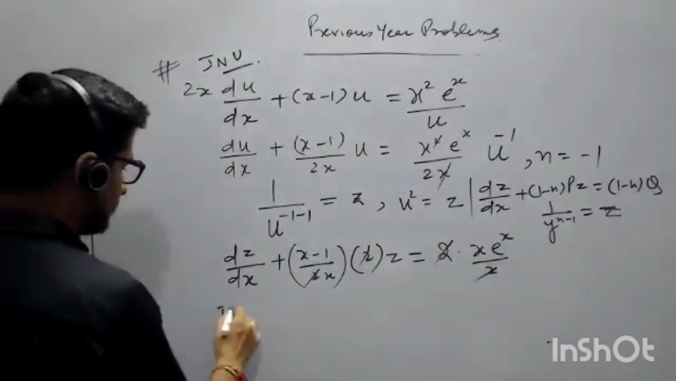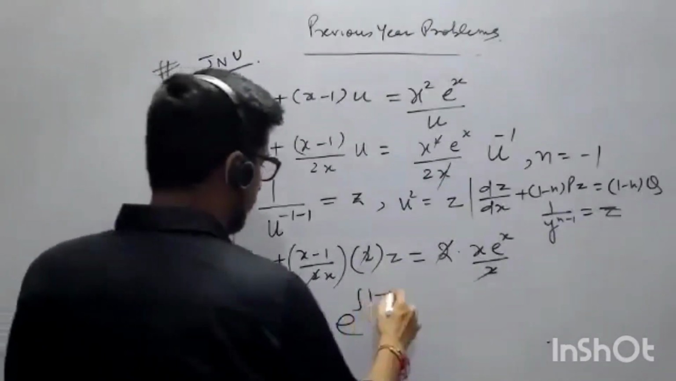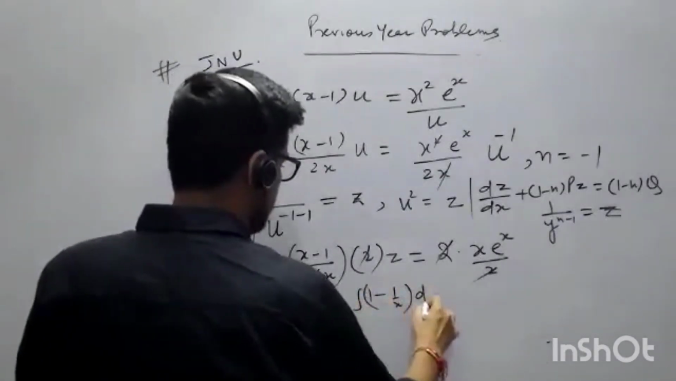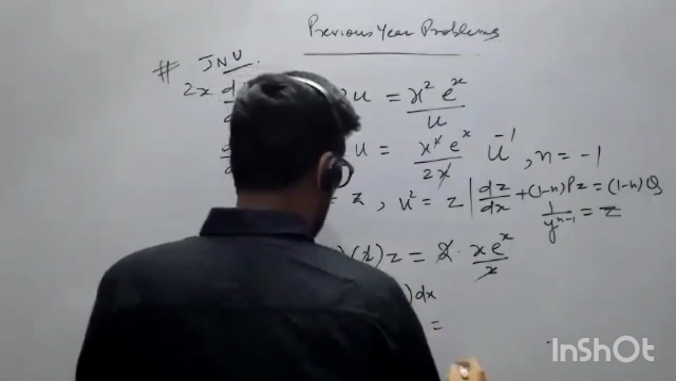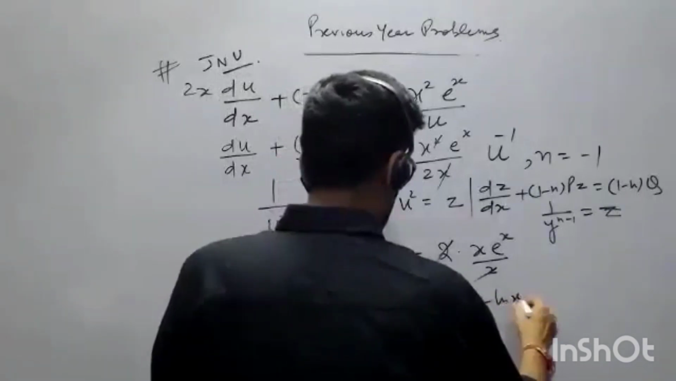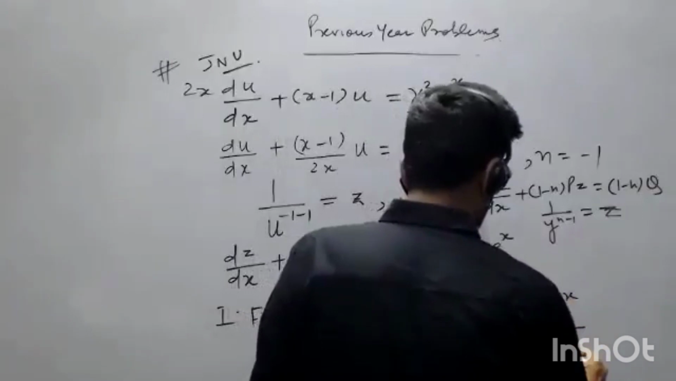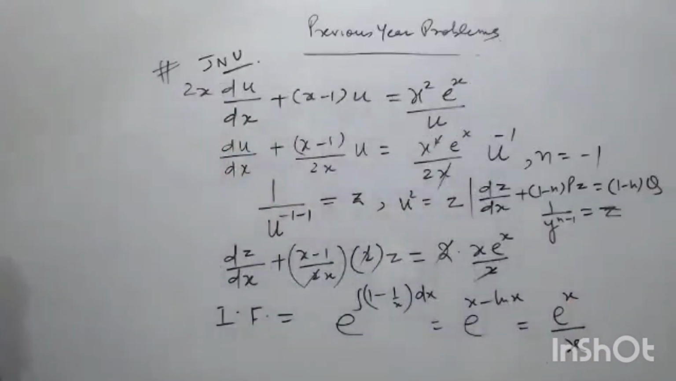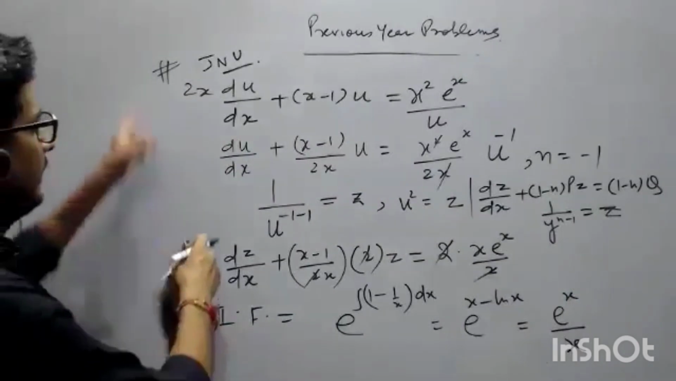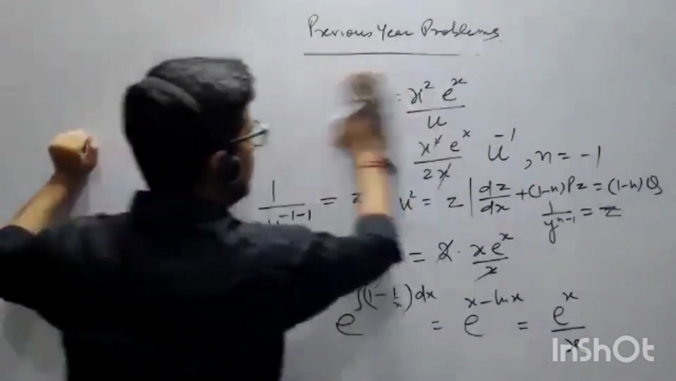So the first step is calculation of the integrating factor, that will be given by the integral of 1 minus 1 by x dx, which is equal to e to the power x minus ln x. So what will this become? E to the power x by x. Correct? And can I erase this now? Upper part? I think you have noted this down.